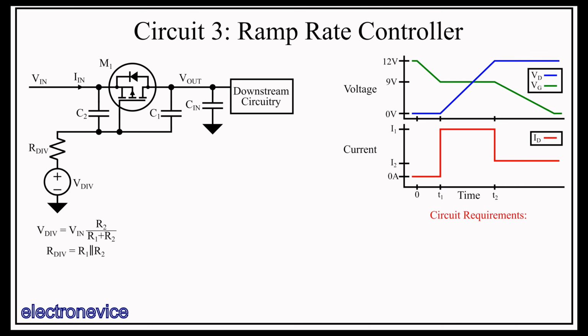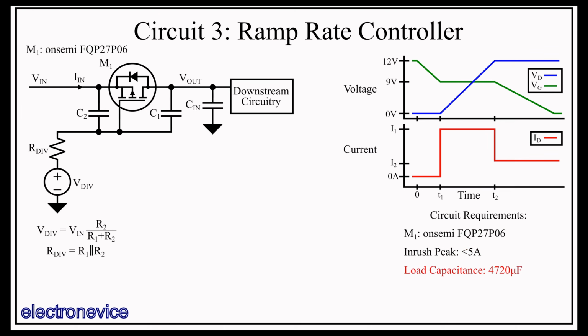First, I've chosen the MOSFET already to be the onsemi FQP27P06, so we'll treat this as a requirement for simplicity's sake. Second, we want the inrush current to be less than 5 amps. Third, we want the input capacitance to be the same as the 4720 microfarads I had in previous circuits. And lastly, let's set the load resistance to approximately 40 ohms, resulting in an on-state current of about 300 milliamps. This is a simple set of requirements with which to design our circuit.